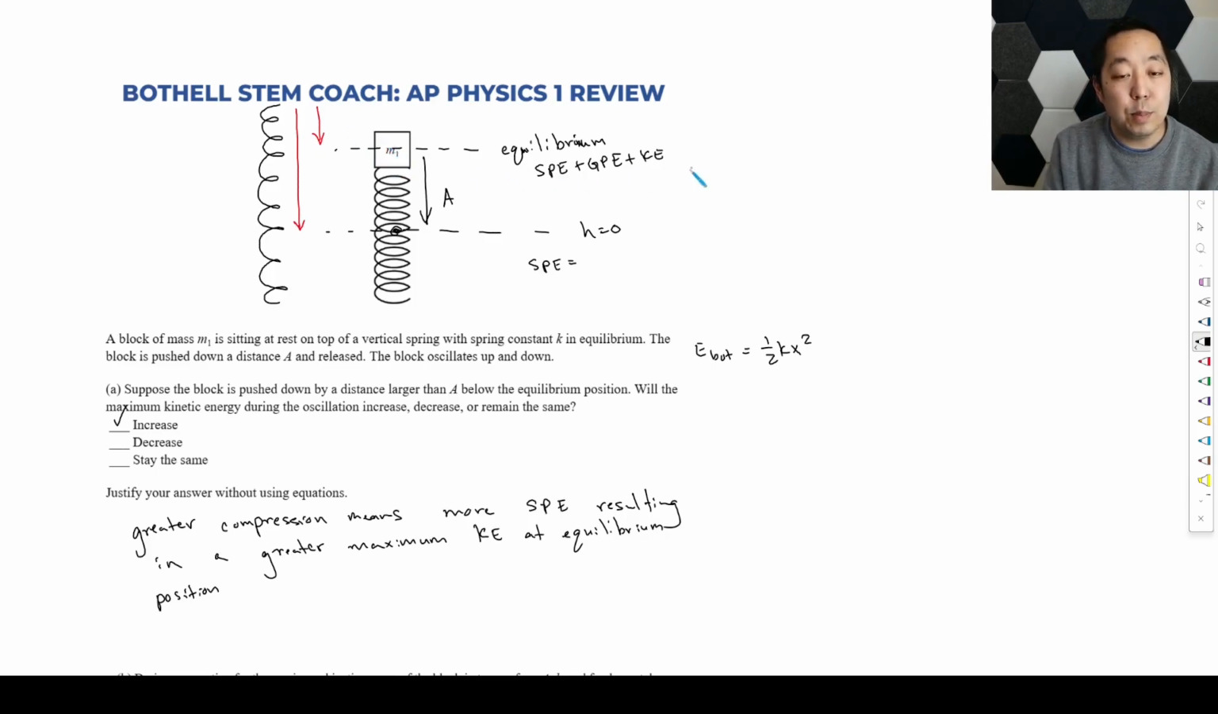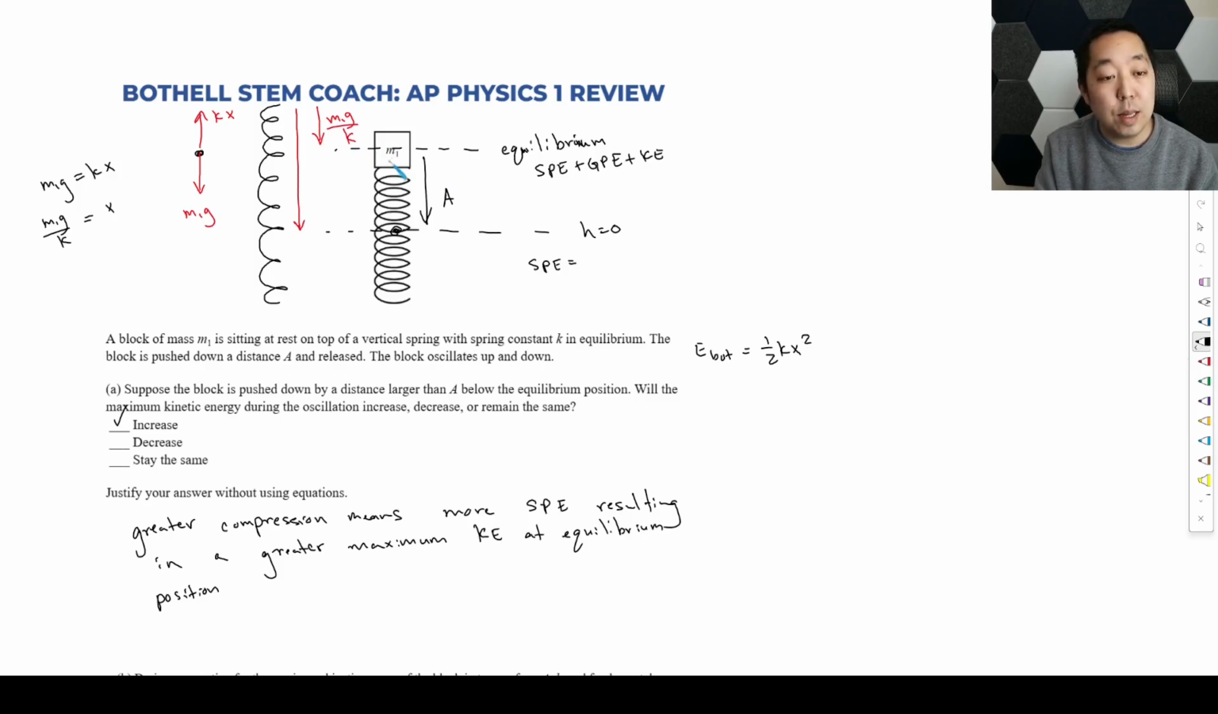So at the equilibrium position, we know the net force has to be 0. We draw a free body diagram and say, well, we have M1g and we have kx. Because at the equilibrium position the net force is 0, M1g is going to equal kx. So x is M1g over k. So this distance here is M1g over k. That means how much we are compressed at the bottom is 1/2 k times (M1g over k plus the amplitude) squared. That's how much we've compressed the spring.